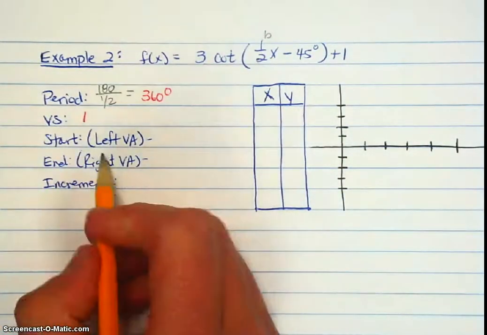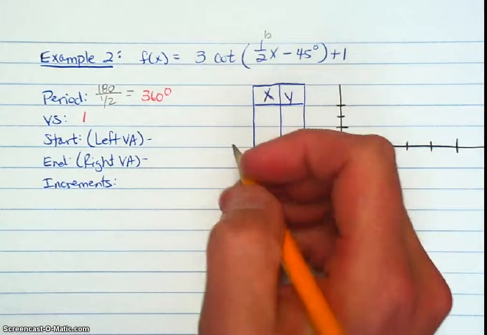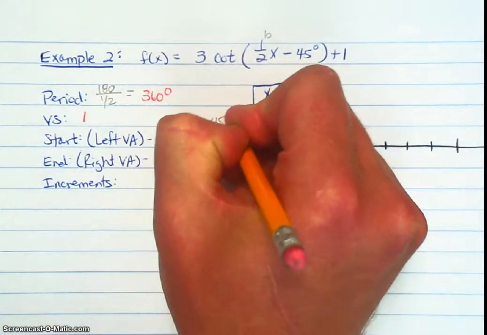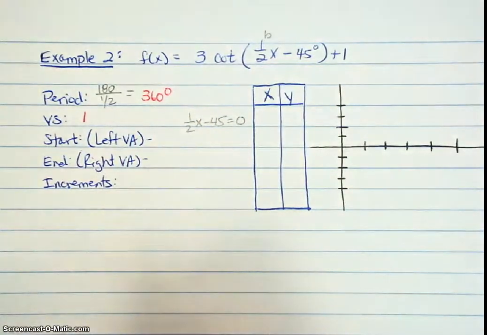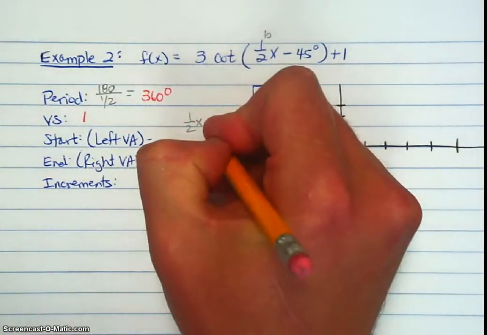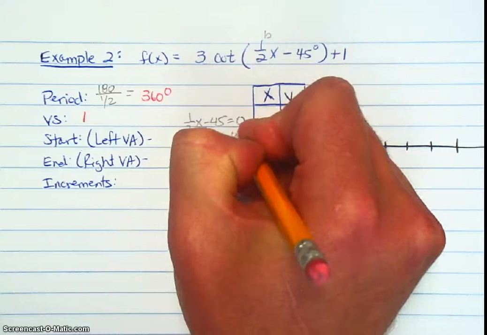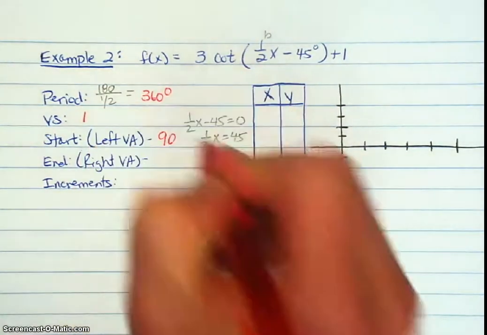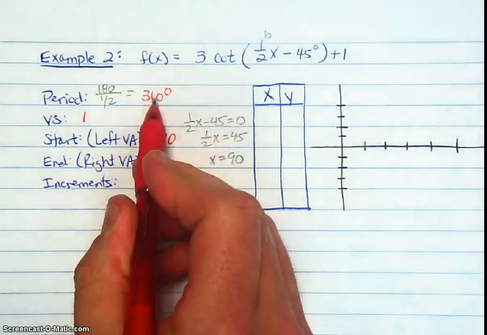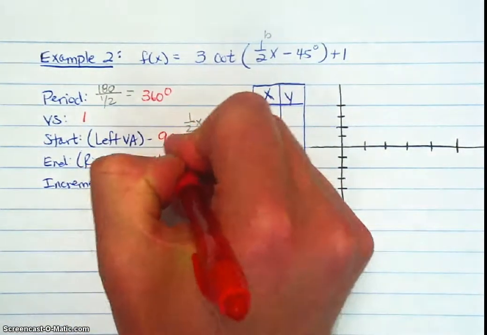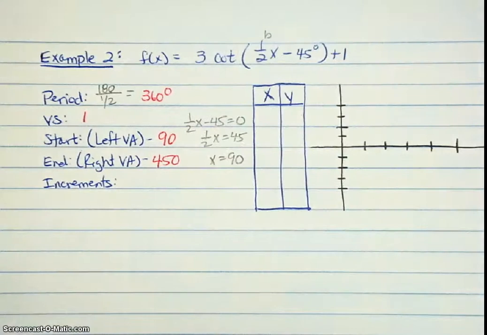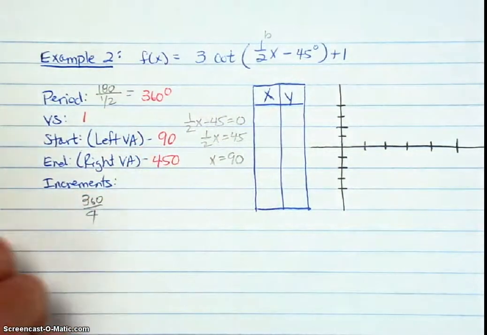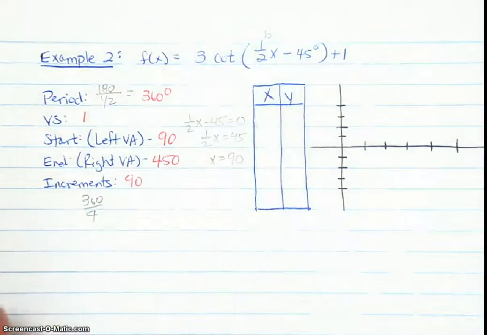For the left-hand vertical asymptote, remember, since it's a cotangent problem, we take what's in parentheses and we set that equal to 0. So 1/2 x minus 45 equals 0. So we add 45 and then multiply by 2, and we come up with x equal to 90. That's my left hand. And now if I take that and add my period, I get the end, or my right asymptote. And then the increments again is period divided by 4, and 360 divided by 4 is going to come out to be 90.